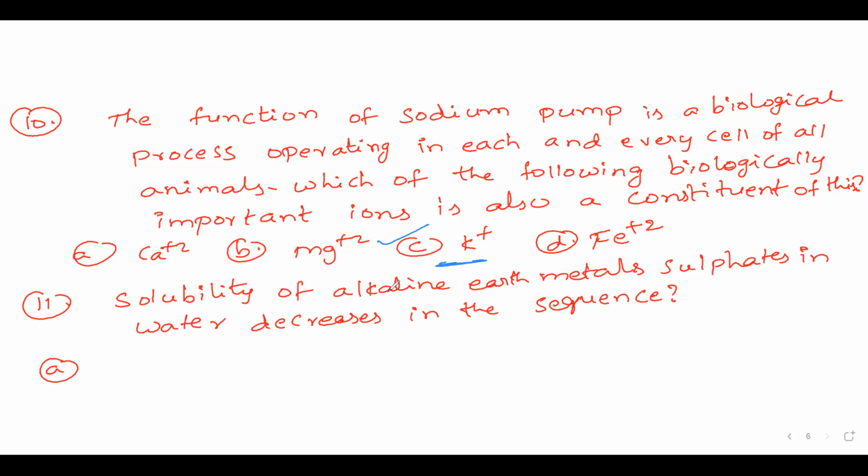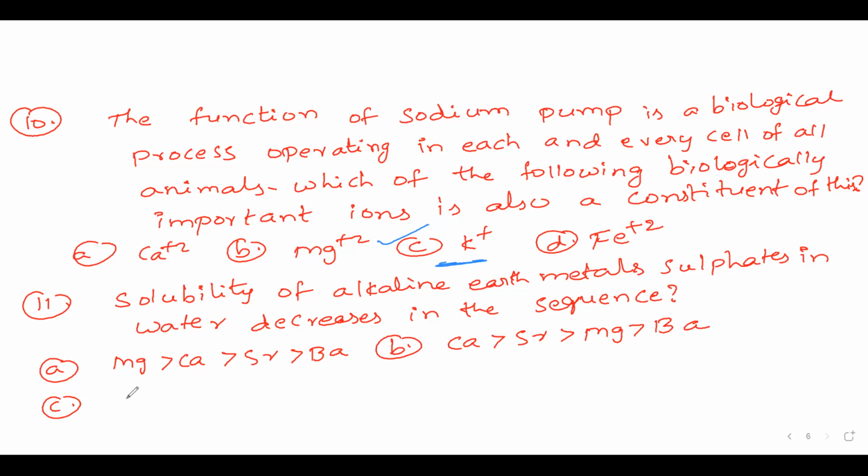Option A, only sulfates: magnesium greater than calcium, greater than strontium, greater than barium. Option B, calcium greater than strontium, greater than magnesium, greater than barium. Option C, strontium greater than calcium, greater than magnesium, greater than barium. Option D, barium greater than magnesium, greater than strontium, greater than calcium. These are the sulfates. So magnesium, calcium, strontium, barium is the order.